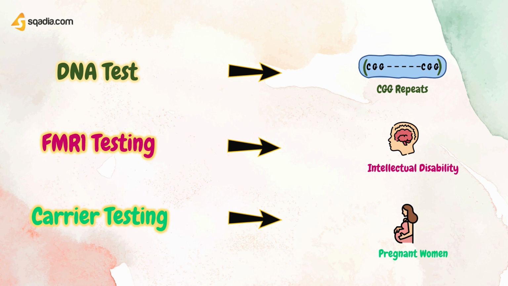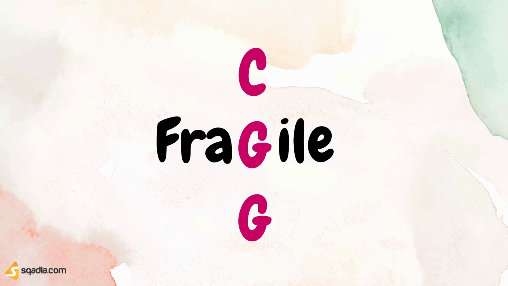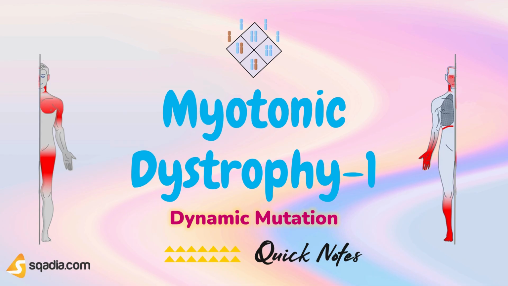You can memorize which trinucleotide is repeated in Fragile X syndrome through this mnemonic. So this was all about Fragile X syndrome. In our next video, we will talk about myotonic dystrophy type 1.